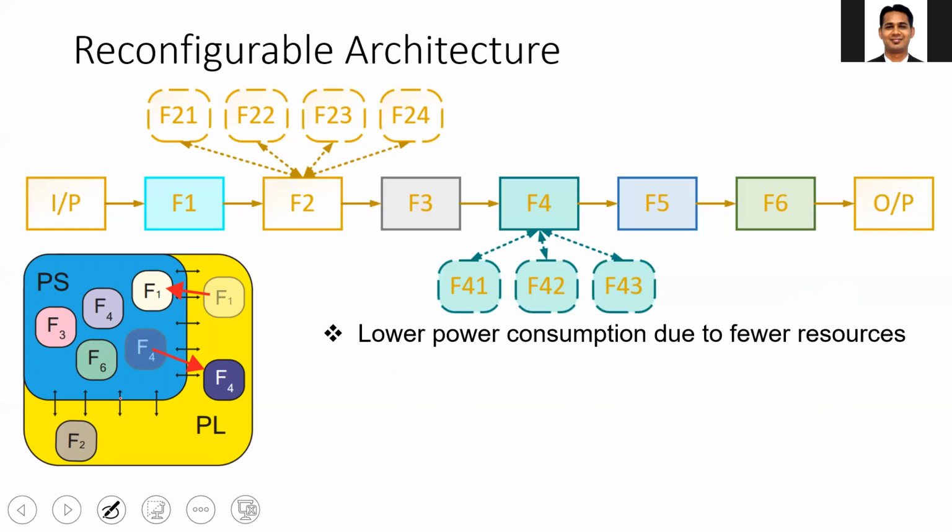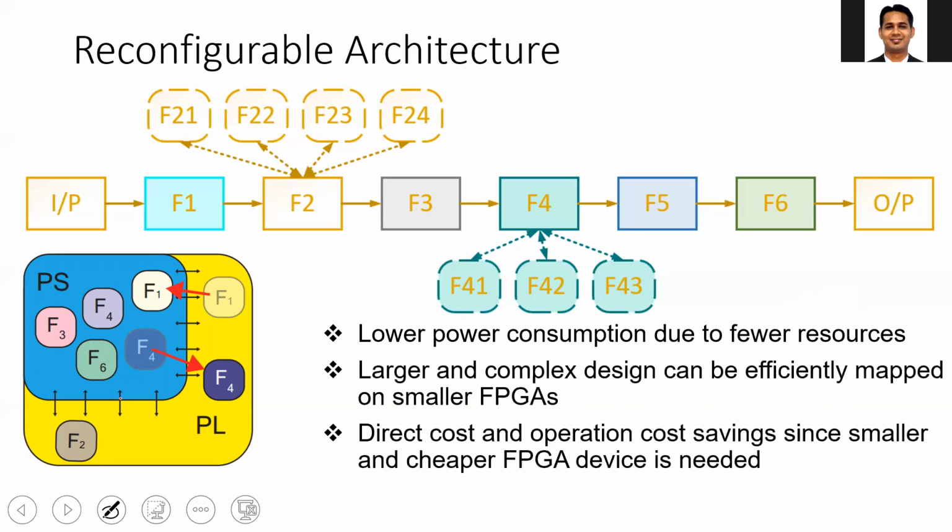So what are the advantages of reconfigurability? Power consumption is less, because instead of having 4 algorithms working in parallel, you have only 1 algorithm working at a time. Also, your area requirement is less, so you can use a smaller or cheaper FPGA. And this will lead to lower cost as well as lower operating power consumption.